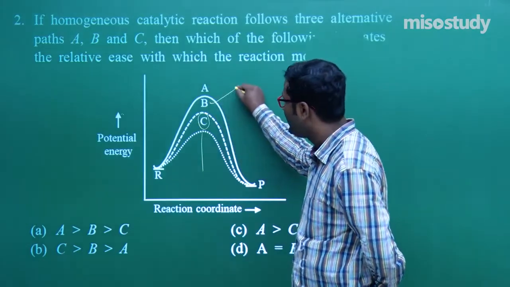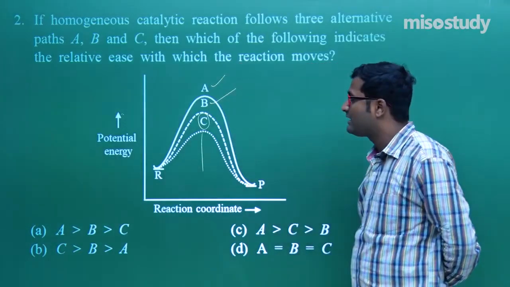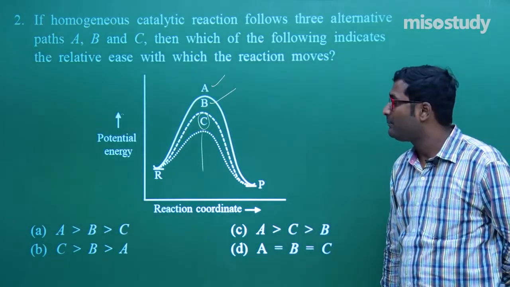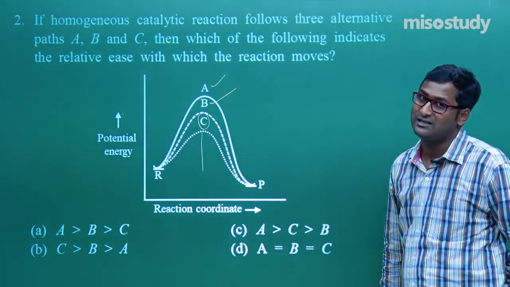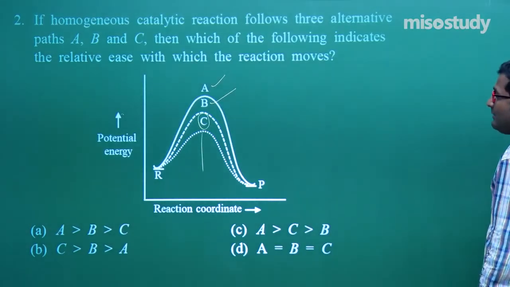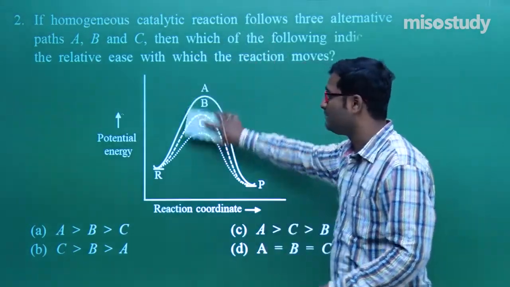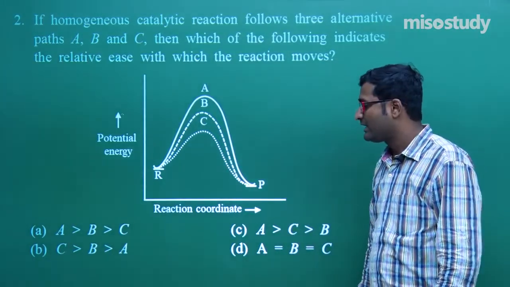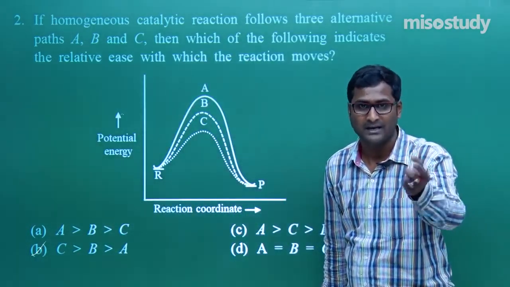If I talk about B, it will require slightly more than C. And if I talk about A, it will require more activation energy in comparison to B and C. So according to the theory, the less the activation energy, the faster the reaction. So what is given here? Which of the following indicates the relative ease with which the reaction proceeds? So we can say first comes C, then B, and then A. So we can easily observe that for question number 2, B is the correct option. Am I right? Yes, sir.